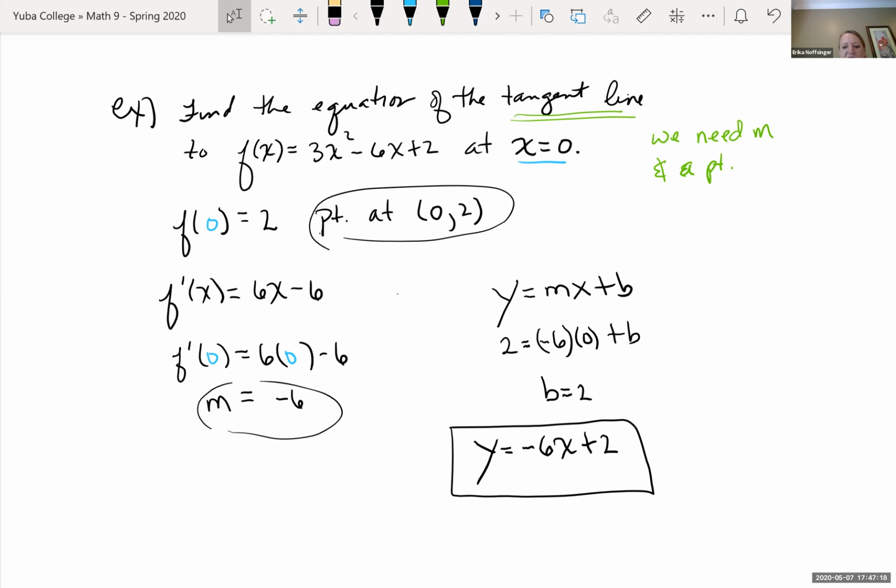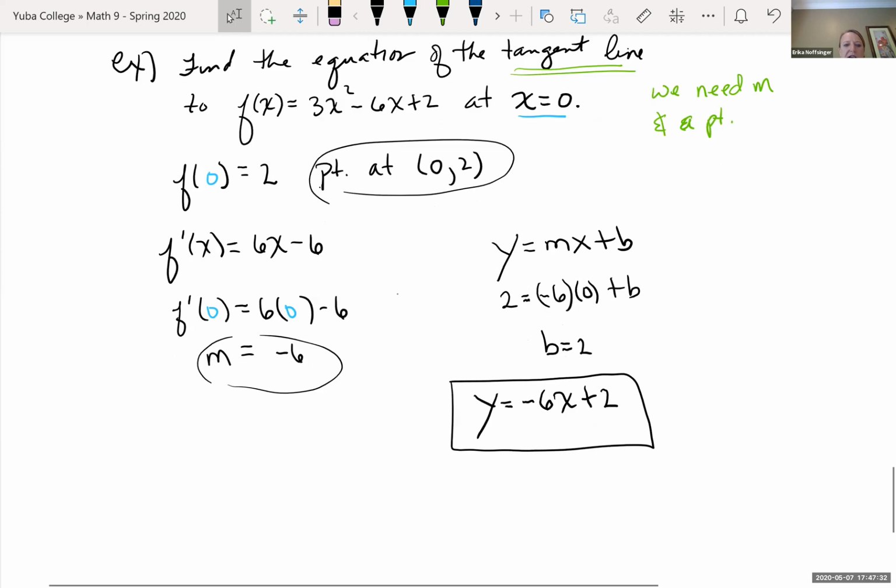Okay, so then we got into techniques of taking derivatives and different rules, the product rule, the quotient rule, the chain rule, how to take derivatives of exponentials and logs. So let's do that real quick.